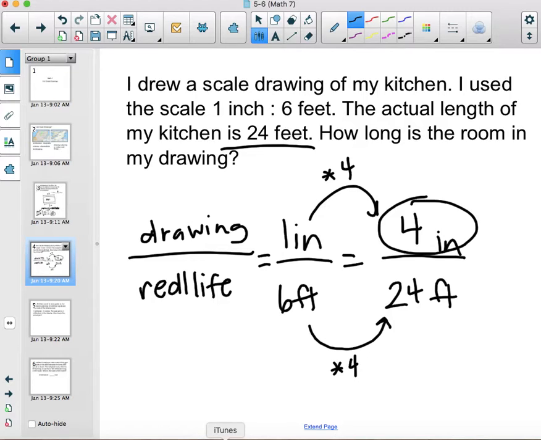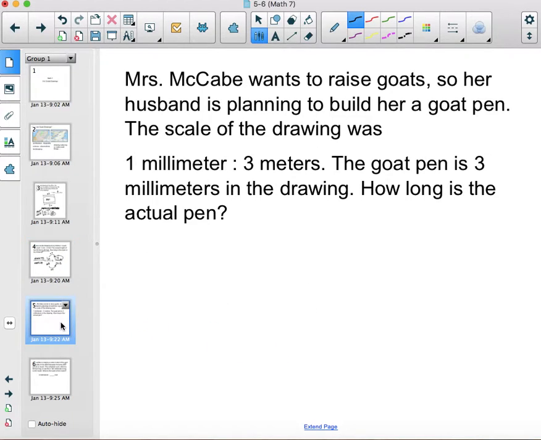Okay, I hope we're getting the hang of it now. Now in this one, Mrs. McCabe really wants to raise goats because she loves goats so much. So her husband is planning to build her a goat pen. Okay, and this is real life, so keep this a secret. Don't tell her. So he wants to build her a goat pen.